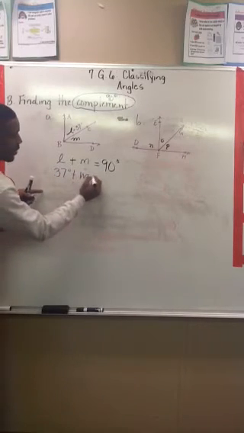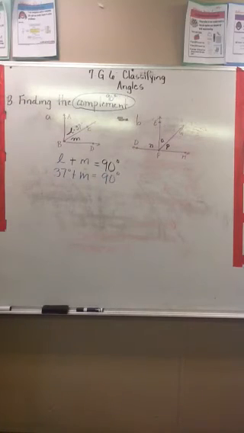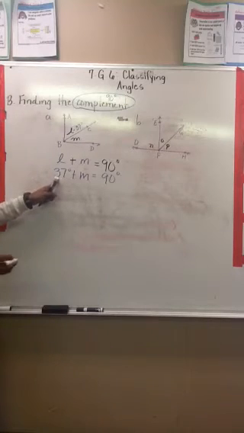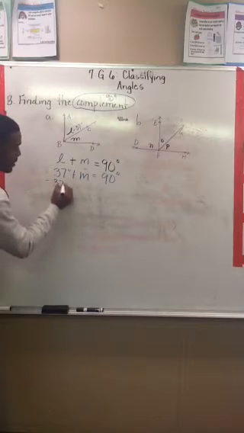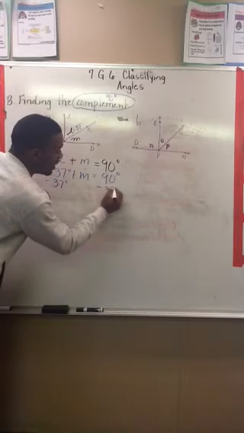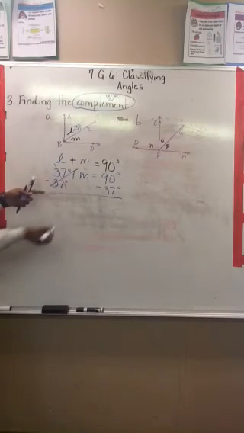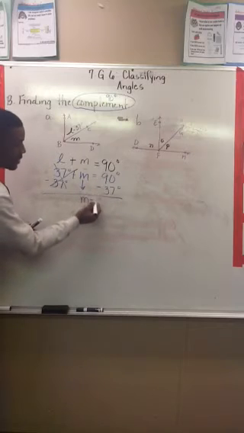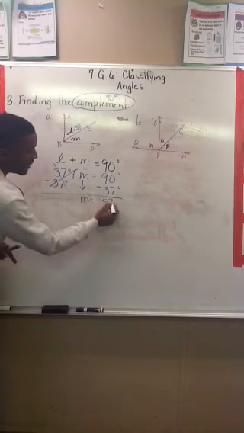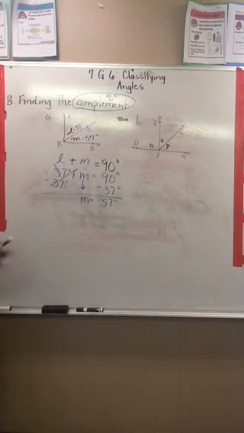I don't know M, so M's going to come down. But I know both have a sum of 90 degrees. I'll use what I know about inverse operations. Since this 37 degrees is positive, the inverse is negative. I'm going to subtract 37 degrees from both sides of the equal sign. Take the signs with the constant. Bring down the variable. You're left with 90 minus 37, or 57 degrees. So M has to be 57 degrees for this to be a complementary angle.